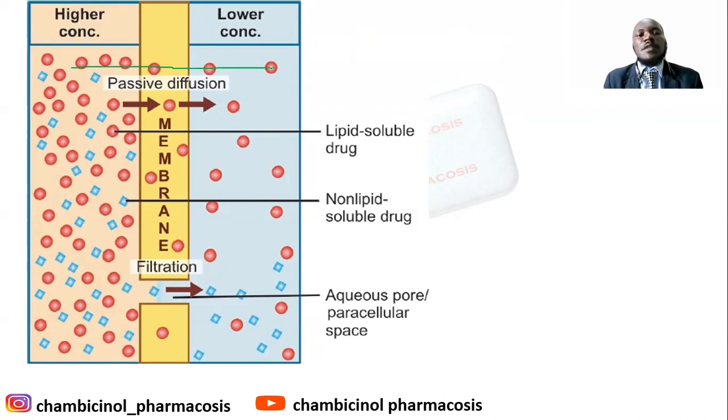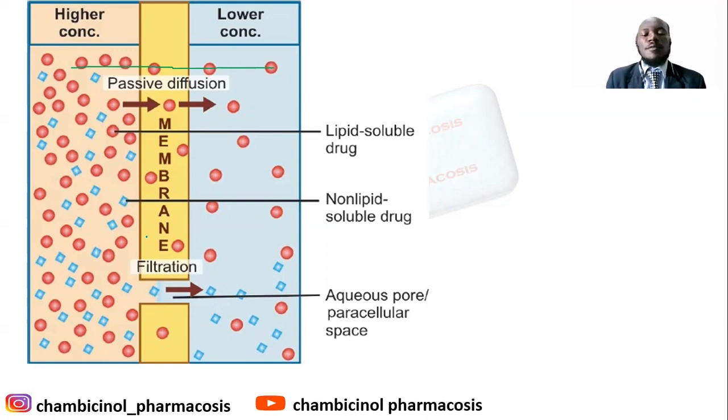This is a very common method for the transportation of the drug across the biological membrane. Another passive transport mechanism is filtration, whereby the drug is transported through the intercellular space, through the aqueous pores located in the biological membrane, or through the paracellular space. Most of the drugs transported through this method are non-lipid soluble, they are water soluble. But even lipid-soluble drugs can undergo this transportation, because the main limiting factor here is the molecular size of the drug.